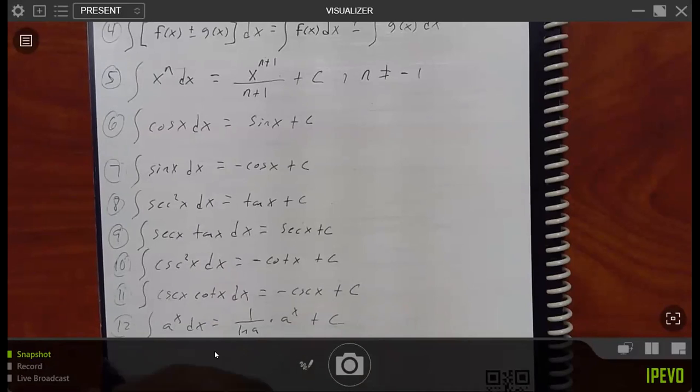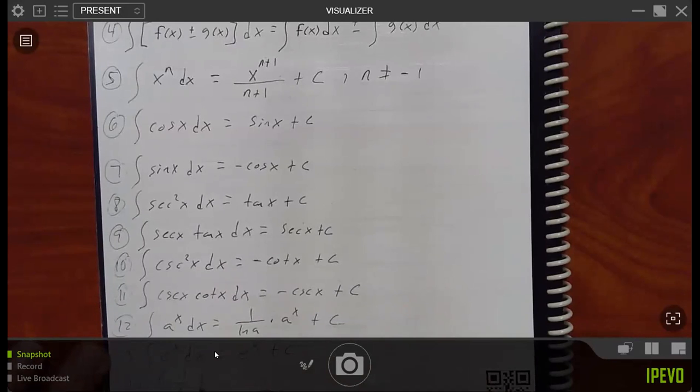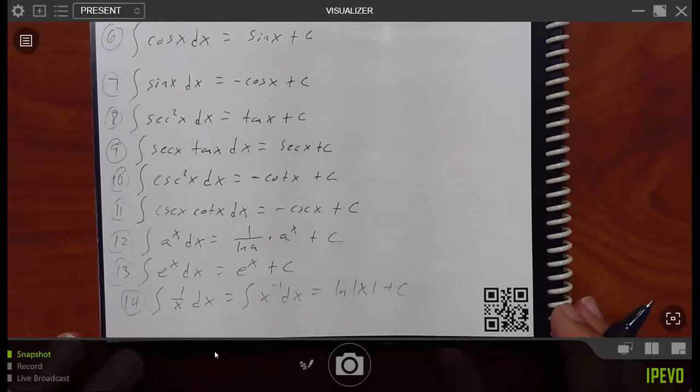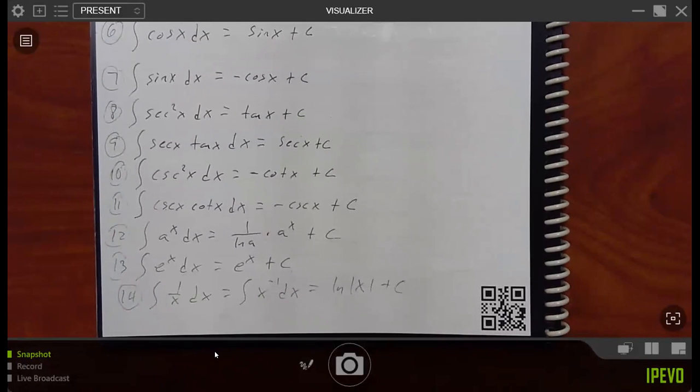Oh yeah, that's right. Rule 13: the integral of e to the x dx will be itself plus some constant. And the final one, the integral of 1 over x dx, or the integral of x to the negative 1 dx, is ln x plus C. These are pretty much all the basic rules that will be popping up throughout chapter 5. We'll give them all to you now.